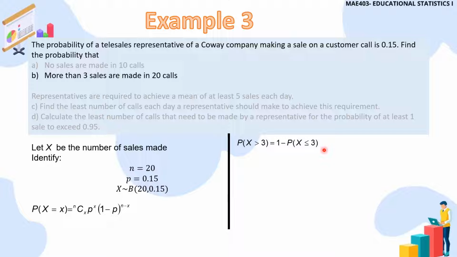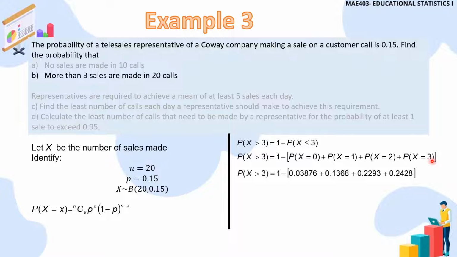It means that the total probability is 1, and then P(X less than or equal to 3). It means that you need to find the probability of the number of sales 0, 1, 2, up to 3. Therefore, 1 minus the probability of getting sales 0, 1, 2, and 3, then you can get the probability of making sales more than 3 is 0.3523.